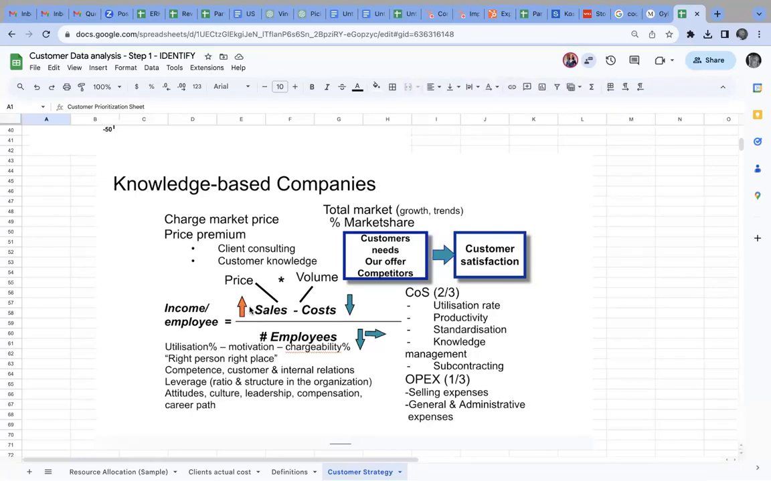And of course, in theory, you should say that sales go up, costs go down, employees go down. That's when you have the highest number here. But it's not, of course, that simple. You might actually want to increase employees because you can increase sales even more. So that's why you work with the right person in the right place, utilization, motivation, chargeability, etc.